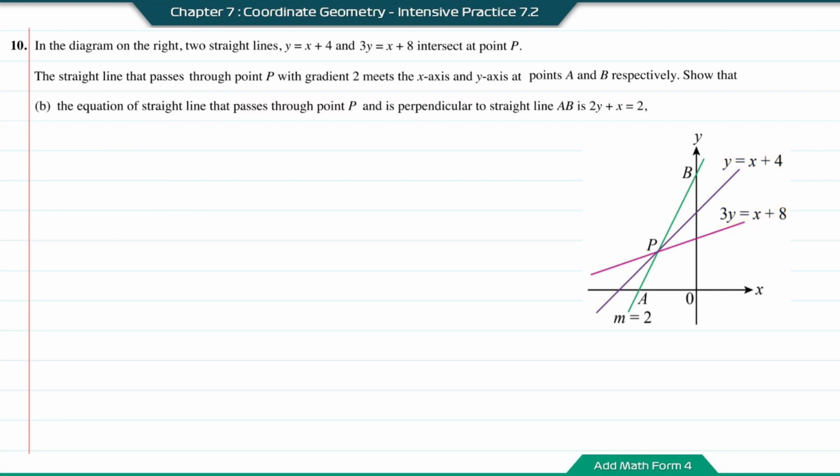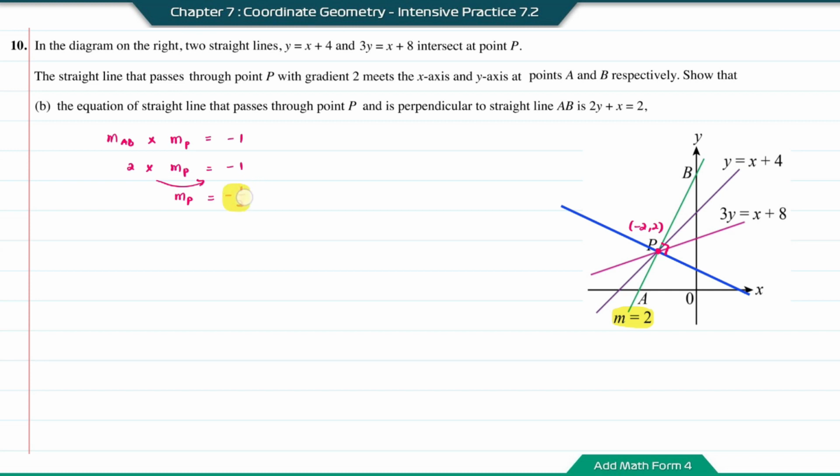Question B. Show that the equation of the straight line that passes through point P and is perpendicular to straight line AB is 2y plus x equal to 2. So here we already know that the gradient of AB is equal to 2. So when the gradient of AB, we multiply it with the gradient of the perpendicular line, let's say we label this as MP, the answer is equal to negative 1. So 2 times the gradient of the perpendicular line is equal to negative 1. Then the gradient of the perpendicular line will be negative 1 over 2.